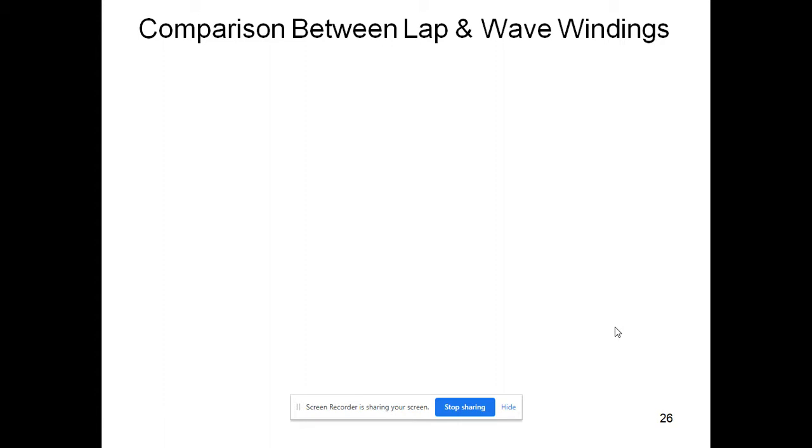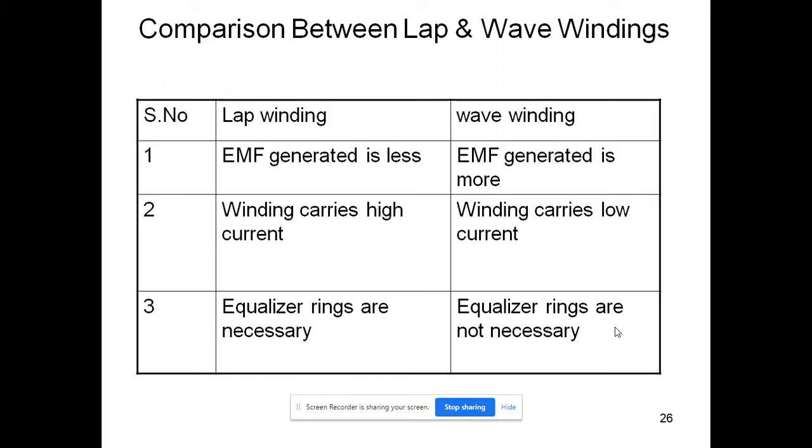Now let us see the comparison between lap and wave winding. This question was frequently asked in various examinations. This is important even in the diploma examinations and also in your higher studies, nothing but BTech examinations. Let us see the comparison. What is the difference between these two windings?